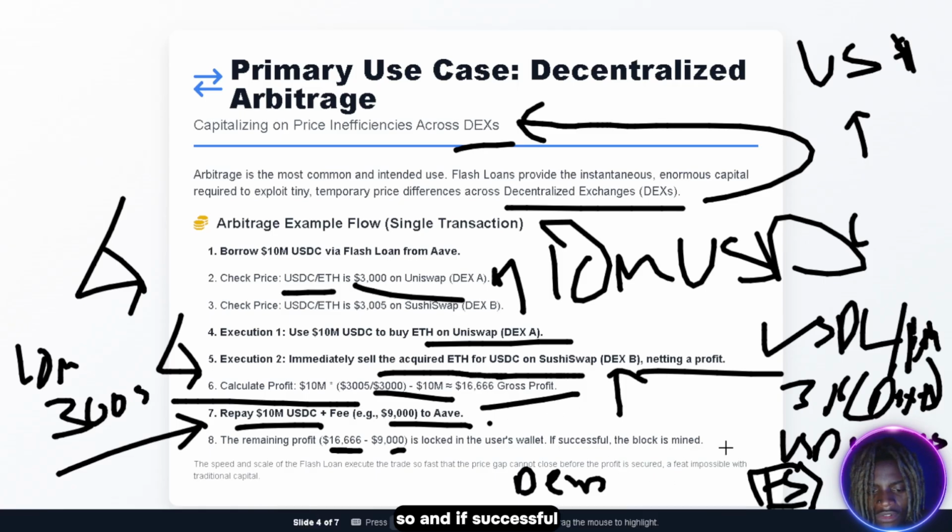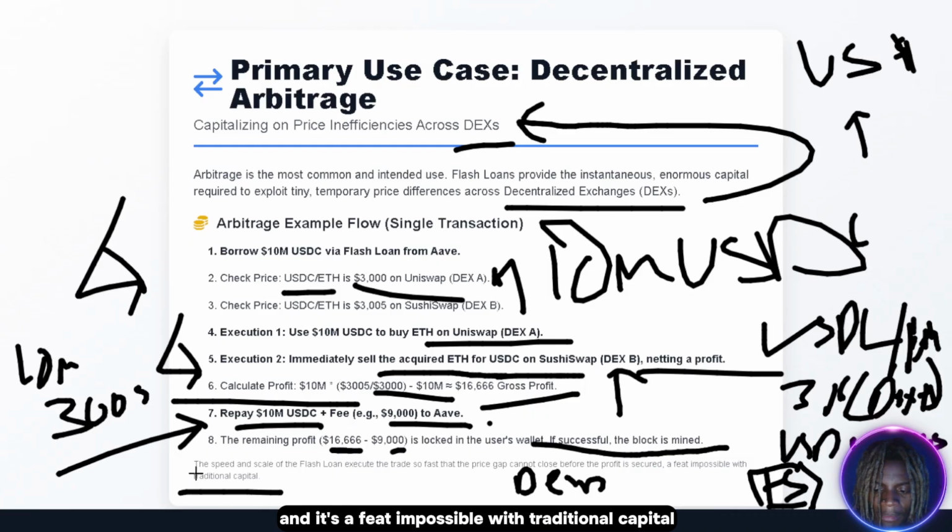So if successful, the block is mined. And the speed and scale of the flash loan execute the trade so fast that the price gap cannot close before the profit is secured, and it's a feat impossible with traditional capital.